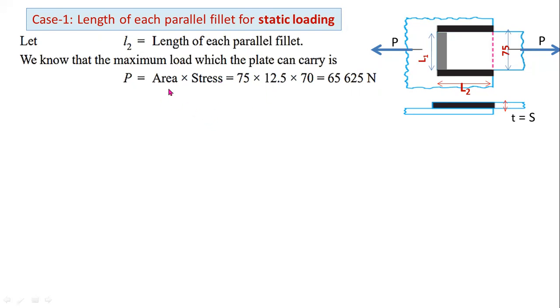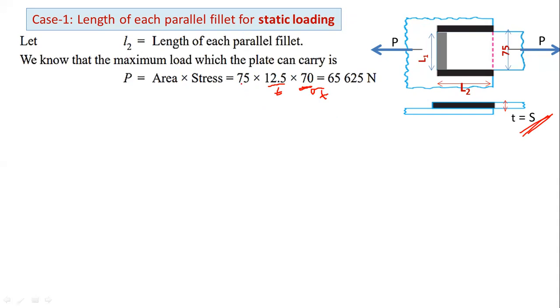Area of the plate equals 75 into 12.5, where 75 is the width of the plate, and 12.5 mm into 70 equals 65,625 newtons. Here 70 is the tensile stress, sigma t, and 12.5 mm is the plate thickness, small t, that means the size of the weld.